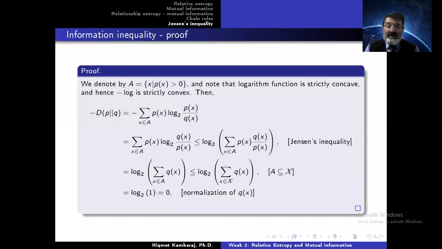Then minus D, the relative entropy of p from q, is equal to minus the sum of all x's from A, p of x log with base 2 of p of x over q of x, which can be written as the sum of all x's from A, p of x log with base 2 of q of x over p of x. So I put the sum inside the logarithm. Then, using the Jensen inequality, this is less or equal to log with base 2 of the sum of all x from A, p of x times q of x over p of x.